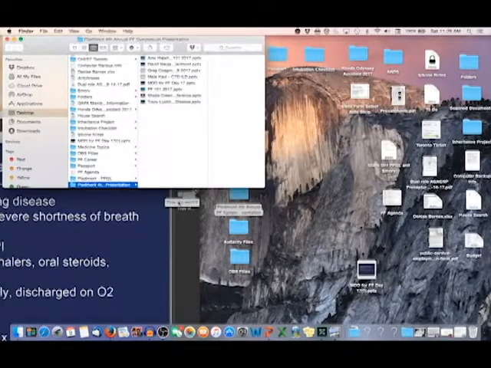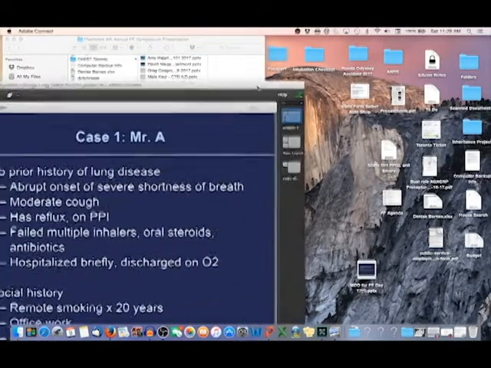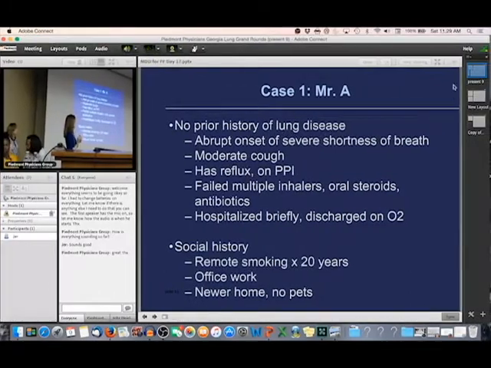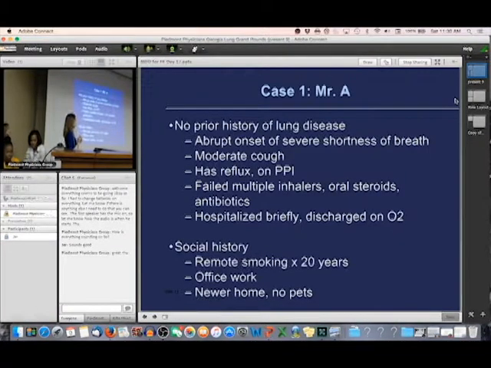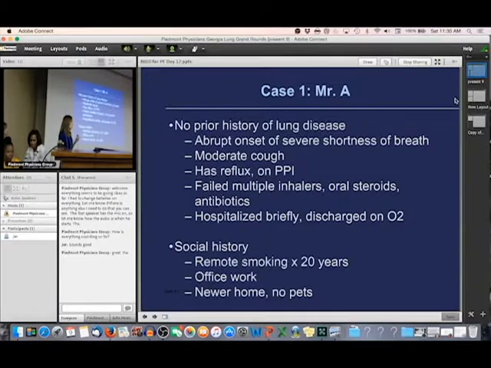Had some reflux just in the background, not a problem for him, and saw his primary care and then a pulmonologist, and they tried some stuff, some inhalers, multiple inhalers, some steroids, and I think he had two rounds of antibiotics in not a very long period of time. Nothing really helped. So after all this, he got admitted to the hospital and had a bronchoscopy procedure that was non-diagnostic, so looking for infection, looking for things that we can diagnose on bronchoscopy, didn't really find anything that was helpful, but was discharged with some home oxygen. Made him feel better, but what's going on?